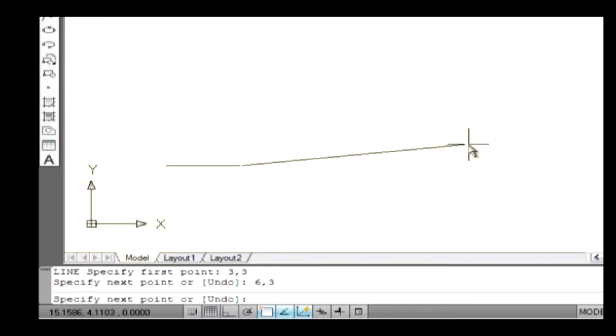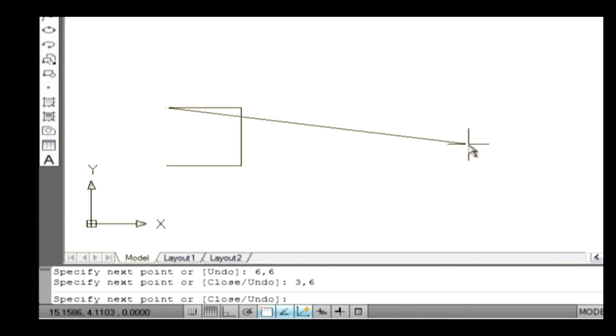Now the command line displays "Specify next point or undo." Type 6,6 and press Enter. And then type 3,6 and press Enter. Type C and press Enter to close the line.